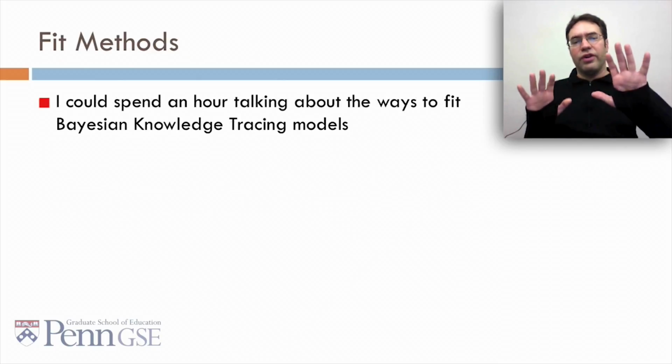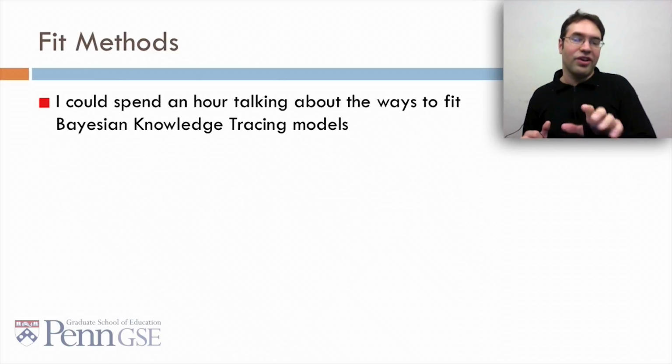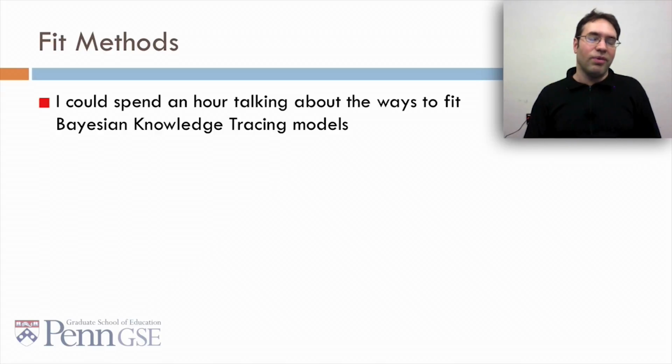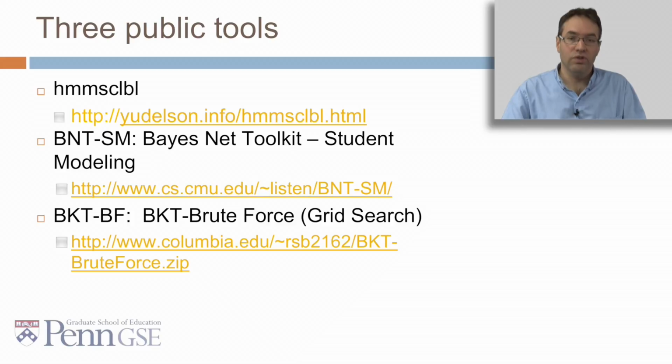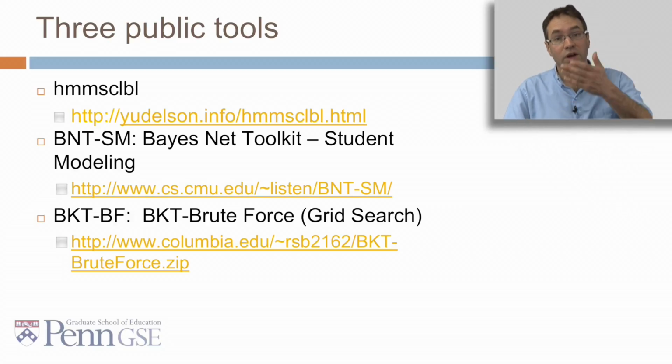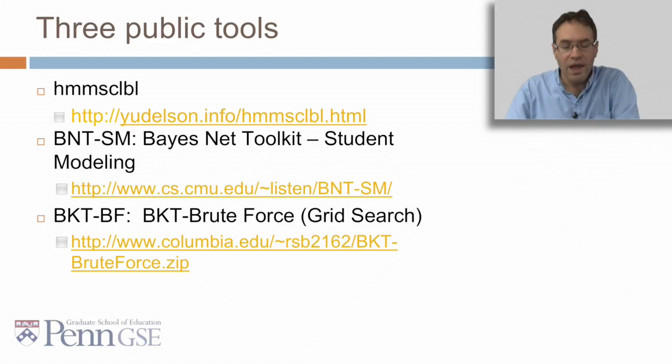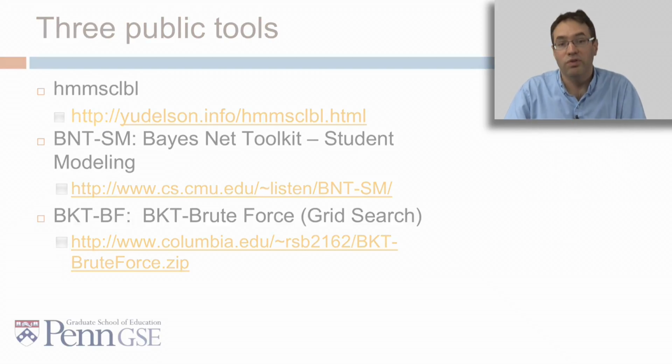Now I could talk for an hour or more, many hours, about the ways to fit Bayesian knowledge tracing models. I'm a total geek for this. If you don't want to get to the trouble of fitting it yourself, which probably isn't worth the trouble unless that's actually an area of interest for you, there are three public tools you can use. Probably the best one is HMM-SCALE by Michael Sao Pedro, but two other options are BNT-SM, the Bayes Net Toolkit for Student Modeling, which does expectation maximization, and BKT-BF, BKT Brute Force, which does a grid search algorithm. All three of these are open on the web, and you can use them.